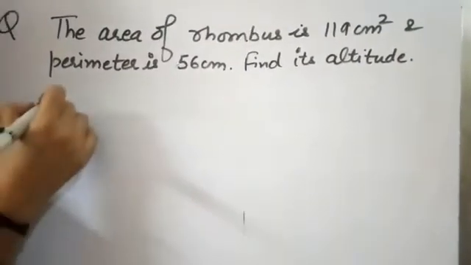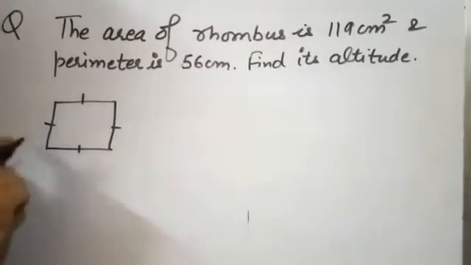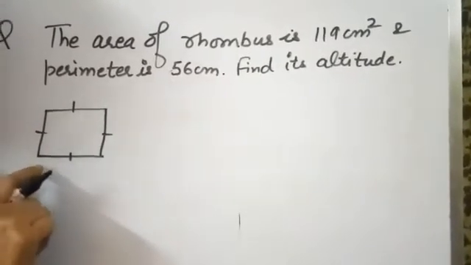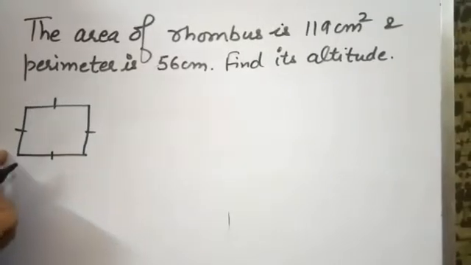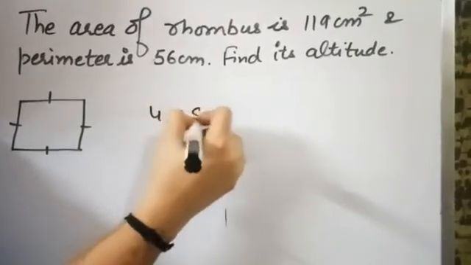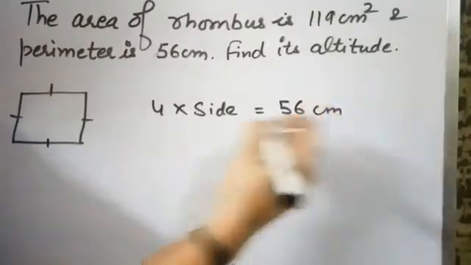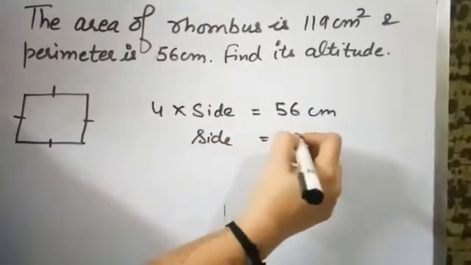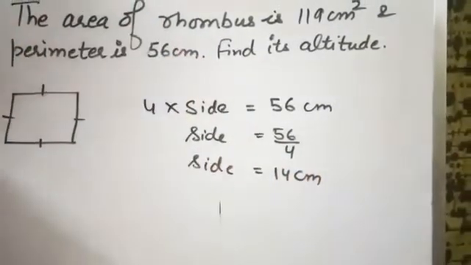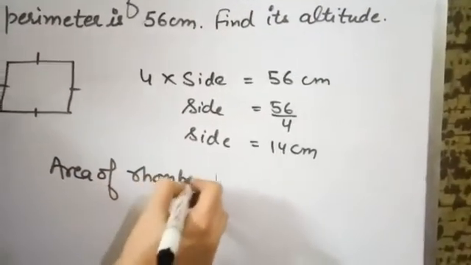I have told you a rhombus is a quadrilateral whose all sides are equal, and the perimeter is the length of the boundary of these 4 sides. If you add the lengths of the 4 sides, side plus side plus side plus side, you get the perimeter of the rhombus, and that is 4 into side. The perimeter is given to us as 56 centimeter. So we can find the side, 56 by 4, and the side of the rhombus we have taken out is 14 centimeter.